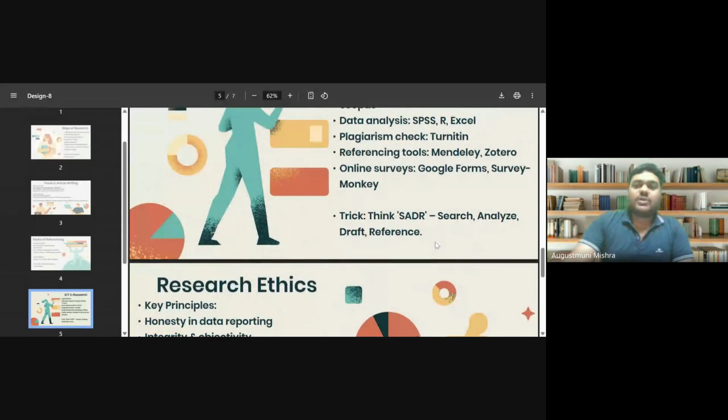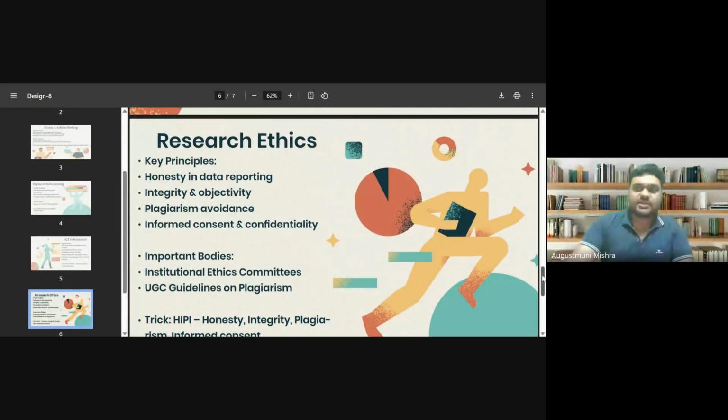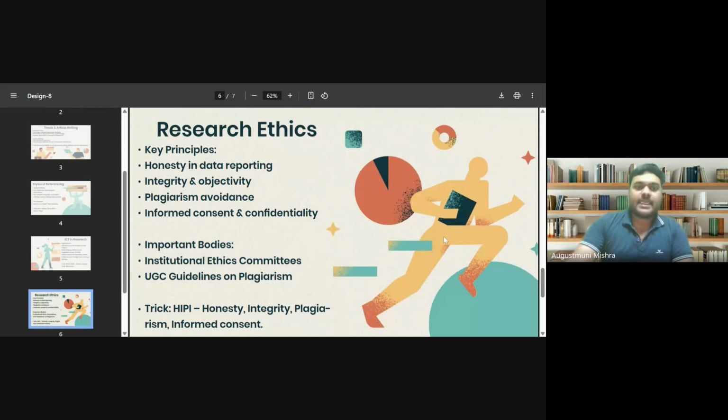Now, I will move to research ethics. Then we are going to start discussing the questions today. When we are talking about research ethics, we should always focus, whenever we are preparing the data, on being honest. That means there should be no fabrication and no manipulation.